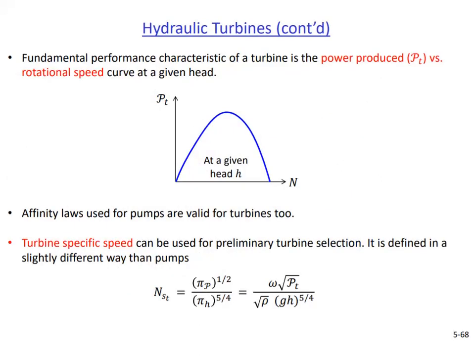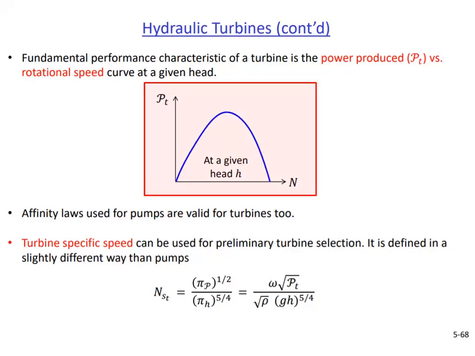As you know, the fundamental characteristic of a pump is its head versus flow rate curve given at a certain rotational speed. The fundamental characteristic of a hydraulic turbine, on the other hand, is the power produced versus the rotational speed given at a certain head. Unlike a pump, the head of a hydraulic turbine is more or less a constant value, which depends on the water resources available at the site of the power plant.